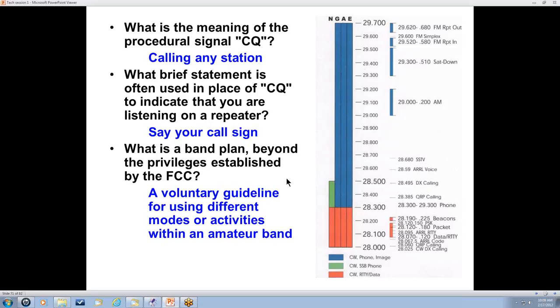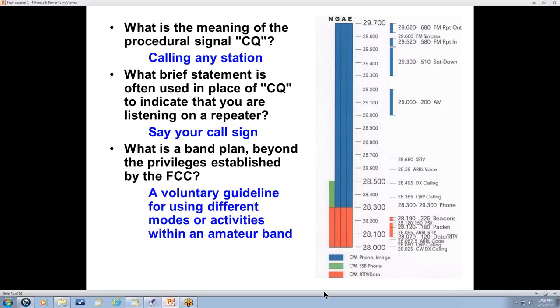What is a band plan beyond the privileges established by the FCC? There are two things going on here. The FCC gives us the band and gives us these various kinds of operations we can do within the band. I picked 10 meters here because it's nice and complicated. It shows that extra classes have these privileges, and advanced class have these privileges, and general class have these privileges, and novice, which is an obsolete license class, but also technicians have these privileges here.